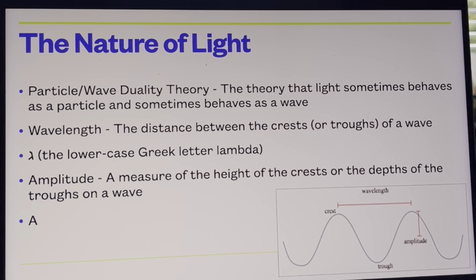To describe the wave completely, we not only have to tell how far apart the waves are, we also need to tell you how big the waves are. This is referred to as the amplitude of the wave, and that is defined as a measure of the height of the crests or the depths of the troughs of the wave. So the amplitude is going to be how high the crests are or how deep the trough goes. Amplitude is usually given the symbol A, as illustrated.